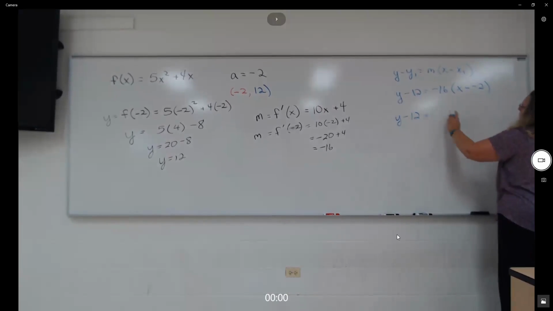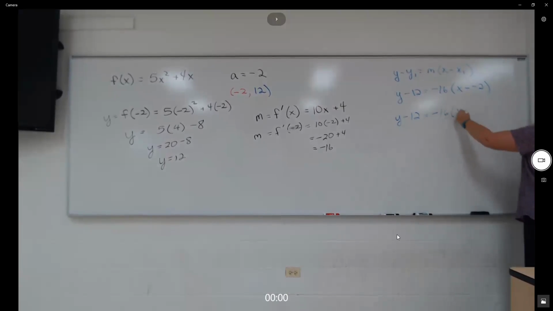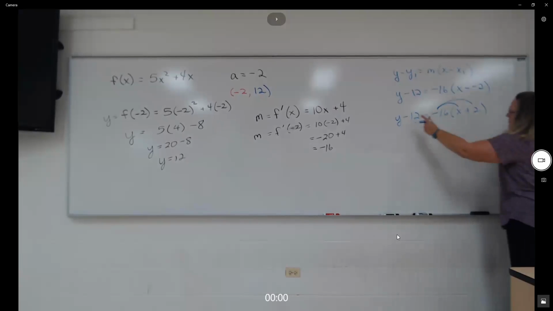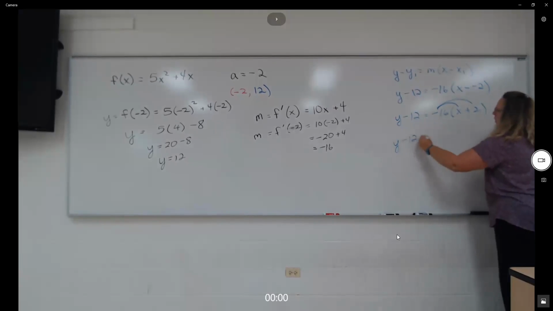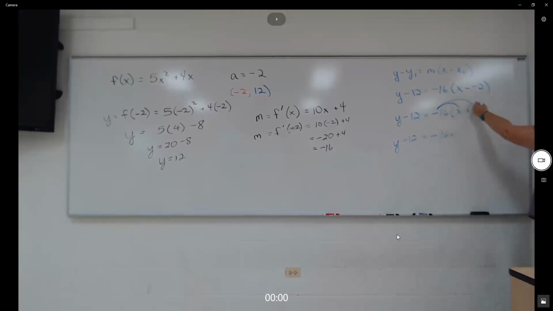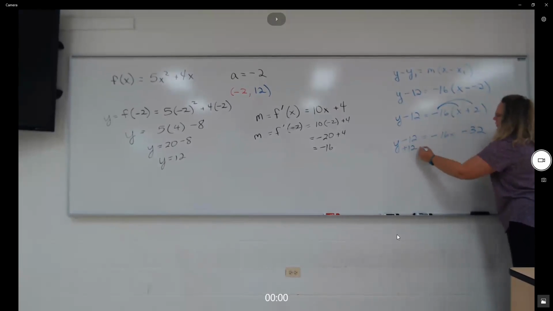All right, let's rewrite it. Plus 2. And then distribute. And that answer's okay. I think on the homework they make you solve for y. But remember, in general, that's okay. y minus 12 equals -16x. It's maybe good to remember you distribute to both, so -32. And then add 12.